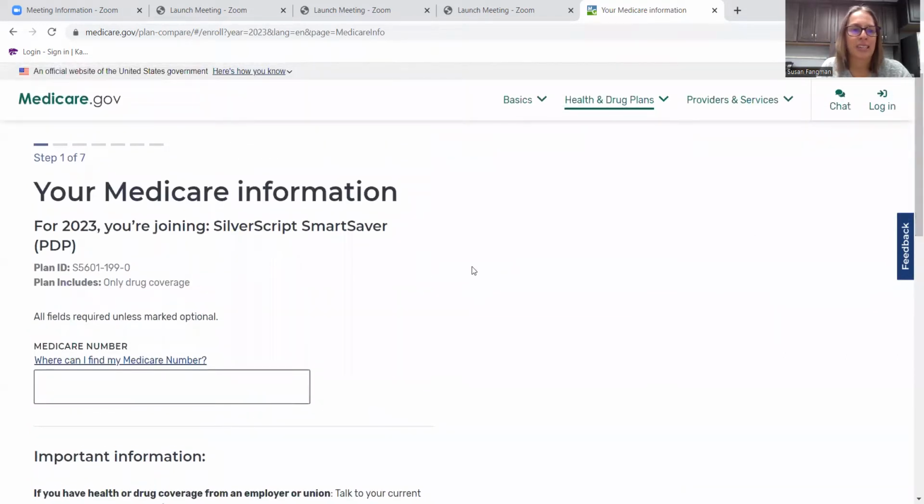Now, there are other things to consider that I'm not getting into right now. There's an income-related monthly adjustment where your premium will cost more for your drug plan if you make a certain amount of money. That's something you could look more on Medicare.gov to find out about. This is just kind of some basic information about enrollment.